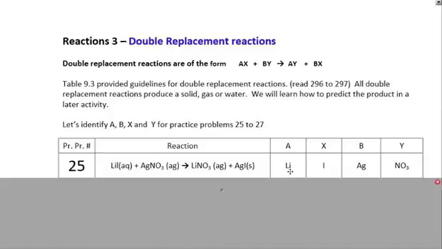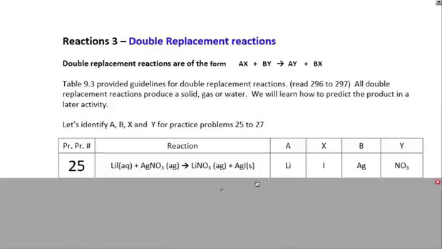So that's what the book tells you, and to split that up into A, X, B, and Y, you've got lithium, iodide, silver, and nitrate, and they're all either +1 or -1. A and B are +1, and X and Y are -1 charges.